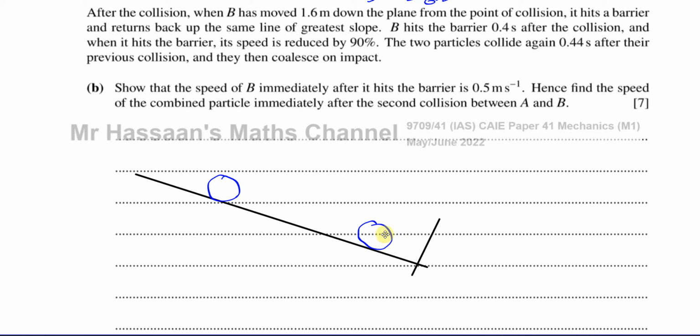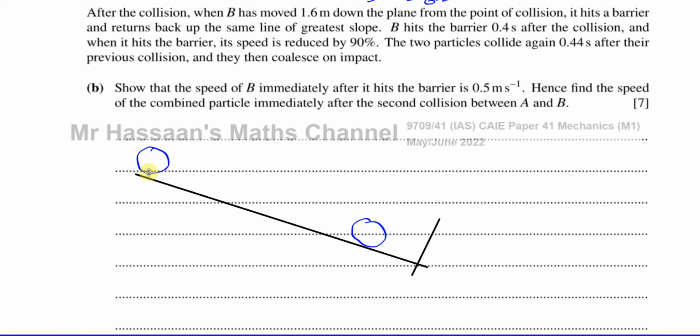And of course, as it's coming up, it decelerates. And A is just increasingly accelerating down the plane until, boom, they meet and they coalesce. And then we've got to find, in the end, the speed of the combined particle immediately after the second collision. So at that point, we're going to find the speed of this combined particle when they coalesce.